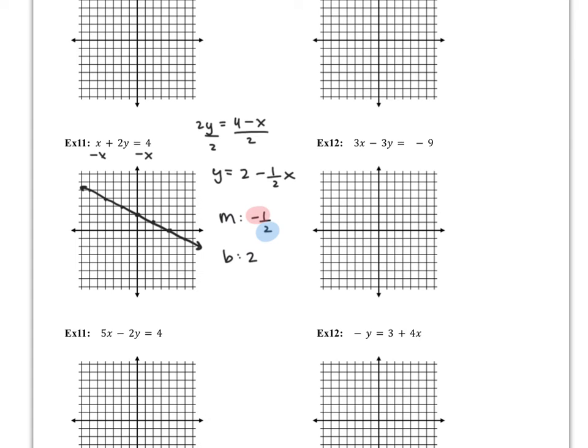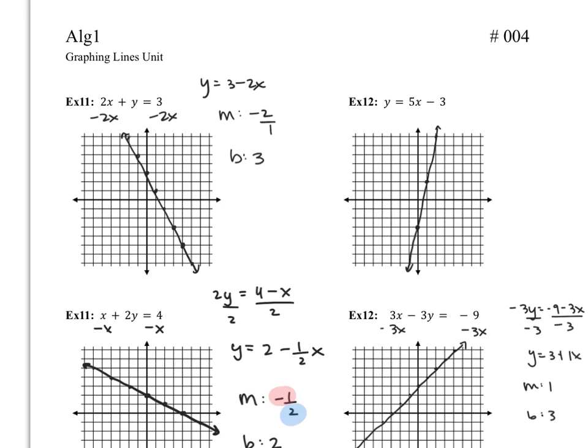Remember to make sure to get y isolated first. So here, to get y isolated, you subtract 2x from both sides. Our slope is -2, and our y-intercept is 3. So I started it up 3, and then down 2 over 1, down 2 over 1. My line has a negative slope. The next one, y was already isolated, so we started at our b value of -3, rise 5, run 1, positive slope.